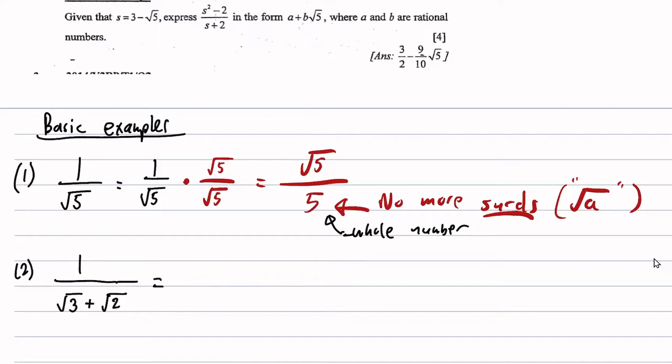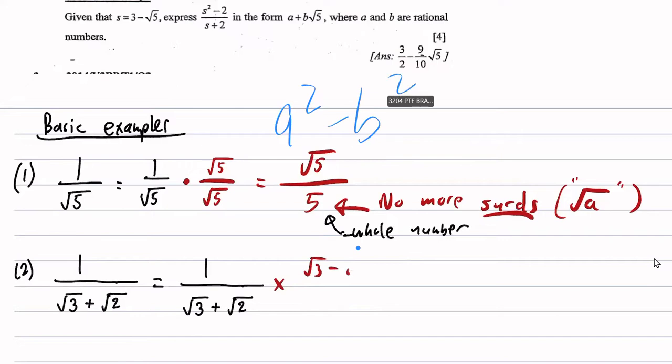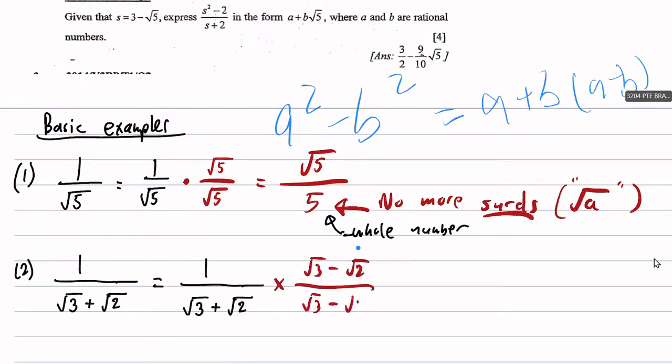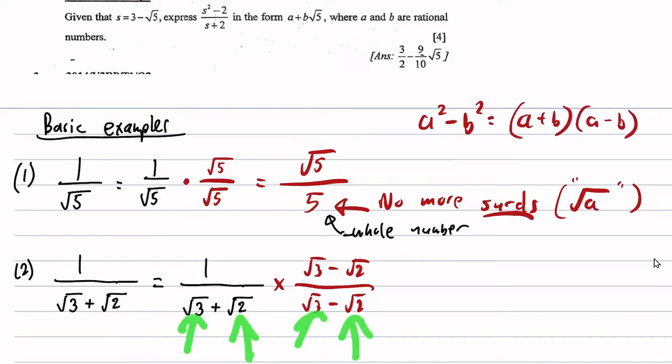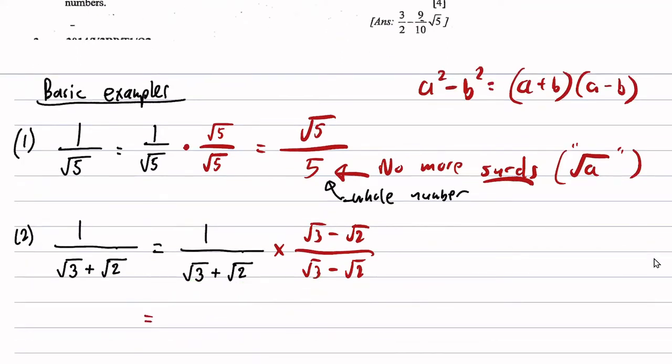How did you know about this? Is it because of this thing? Yes, it is because of that. a squared minus b squared is equal to a plus b times a minus b. So here there is a, there is b, there is a, there is b. a plus b times a minus b. You're left with, at the denominator, a squared minus b squared. Then the numerator, 1 times square root 3 minus square root 2, is just square root 3 minus square root 2.